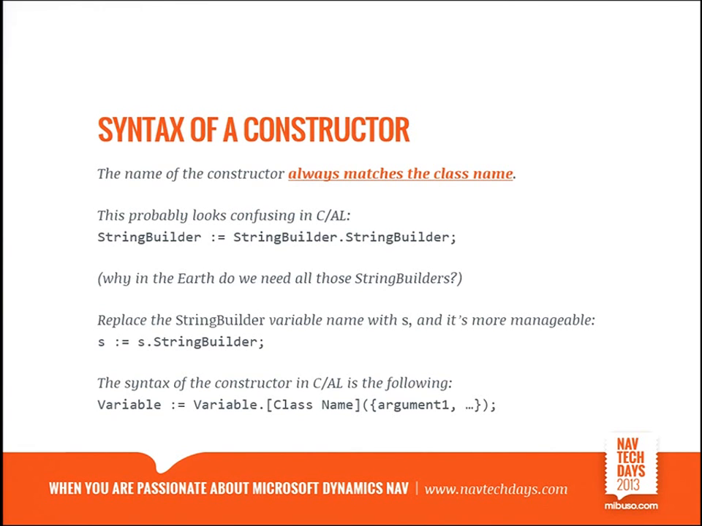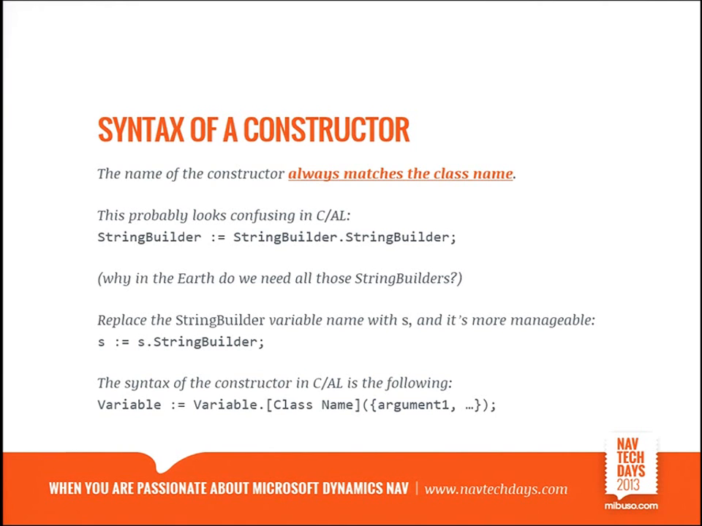So here what I have is StringBuilder equals StringBuilder dot StringBuilder. So why do I have all of those StringBuilders in that line of code? The syntax is actually simple. The first part is the variable. We are assigning the instance to the variable. So our variable of type StringBuilder will receive the instance of that StringBuilder. So we simply say variable equals something.